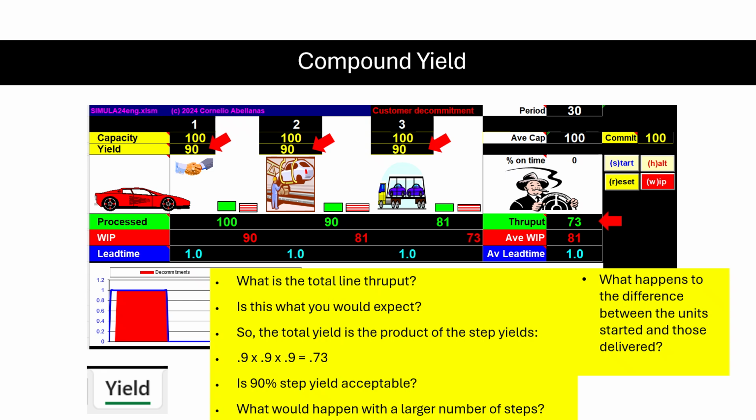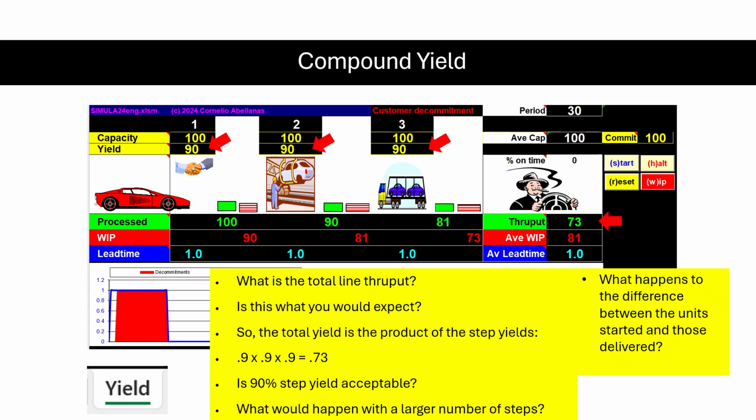Set up. Set all step yields to 90. Questions. What is the total line throughput? Is this what you would expect? So the total yield is the product of the step yields. 0.9 times 0.9 times 0.9 is equal to 0.73.